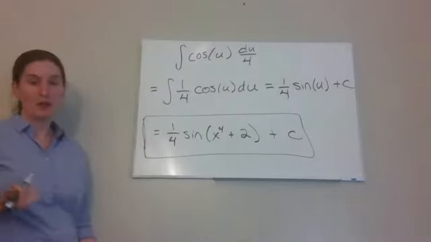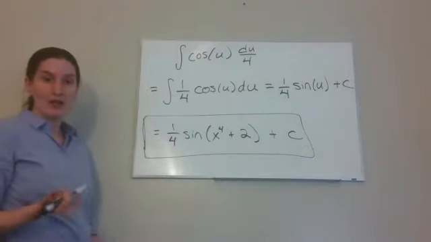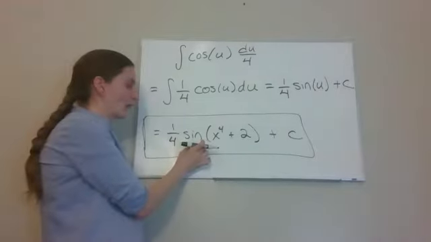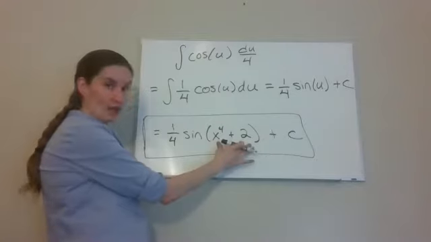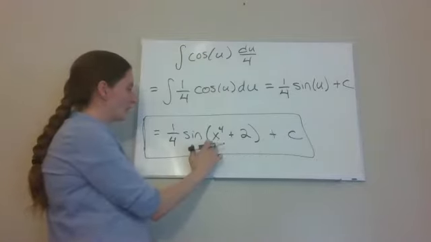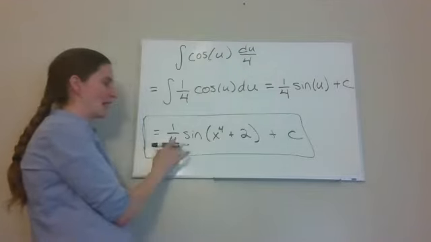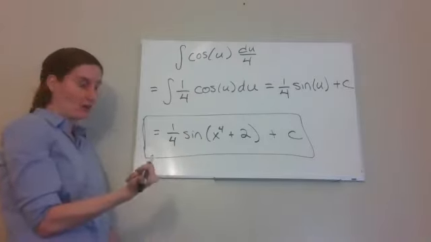And again, if you really wanted to, you could check this by taking the derivative. If I take the derivative of my answer, the derivative of sine is cosine, so I would have 1/4 cosine of all of that stuff times the derivative of this inside, so times a 4x cubed. The 4's cancel out, and I would have just my x cubed times cosine of all of that stuff, and it checks out.